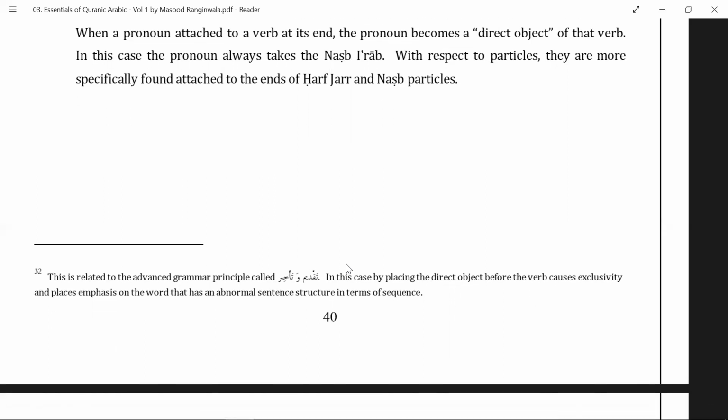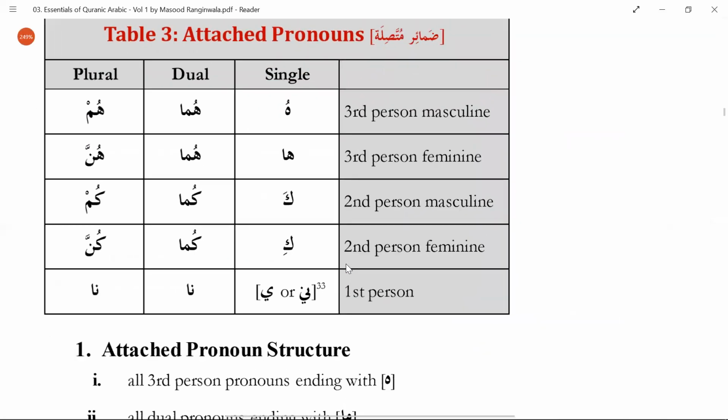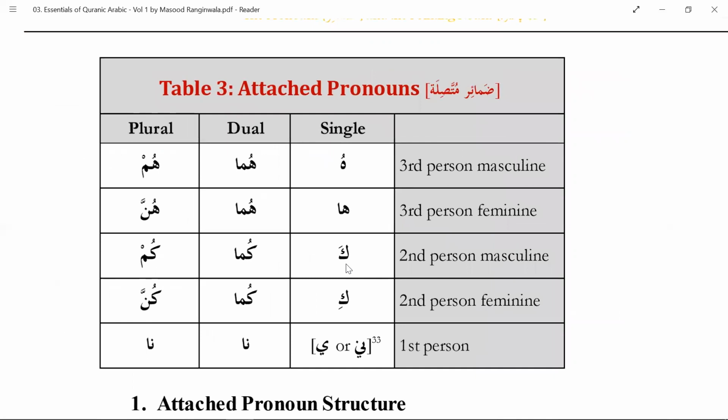With respect to particles, they are more specifically found attached to the ends of harf jar and nasb particles. For example, ala, you can say alaykum, when you attach kum at the end. So let's see what the attached pronouns are. Again, you need to memorize this. Hu, huma, hum, ha, huma, hunna, ka, kuma, kum, ki, kuma, kunna, ni or ya, na and na. We will see why that ni and ya is there.